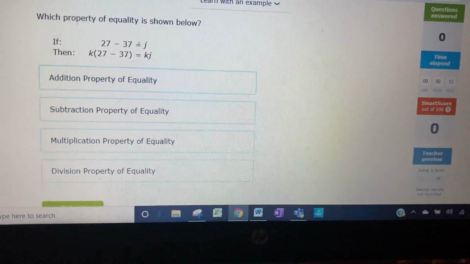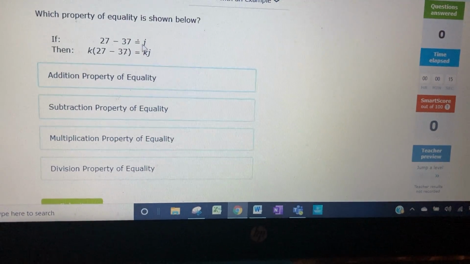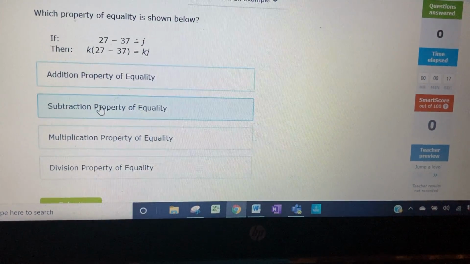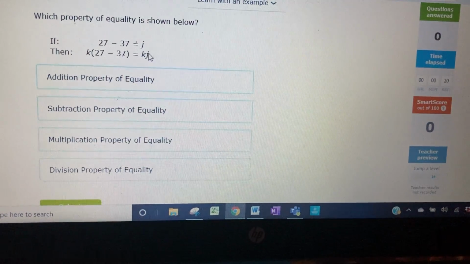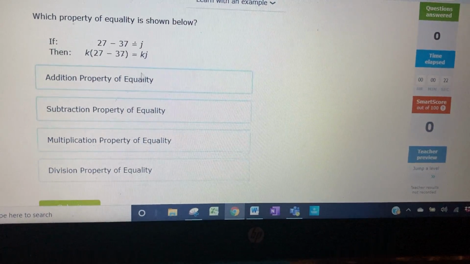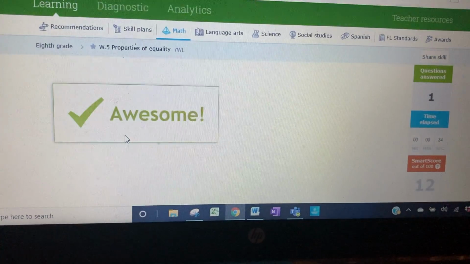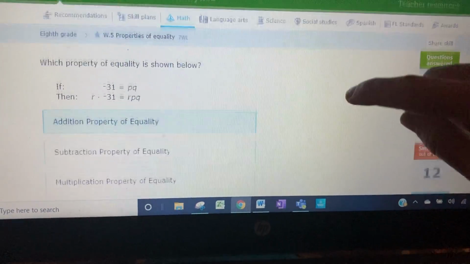Okay. So you can look at either side if you want. So basically, if you see, both sides have been multiplied by k, because neither one of them had a k, and that's the property that's been used. So this is multiplication. I'm not going to do many of these.